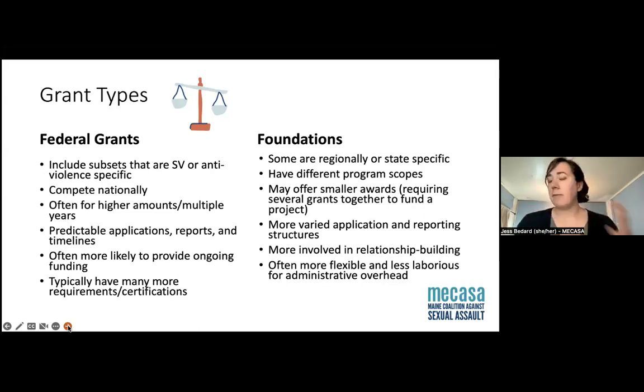And foundations offer a bunch of other advantages. Some may be less competitive. They may have different sizes or scopes that fit your project needs. They may be relationship based. They may have a focus that's very specific to what you need, or it may be very broad. So it's just a much wider range of types of grant offerings.